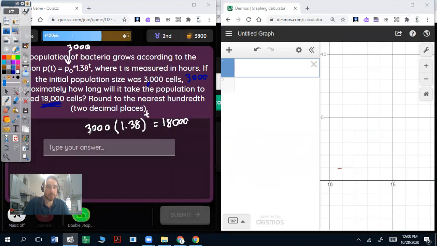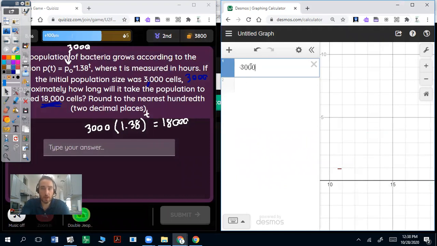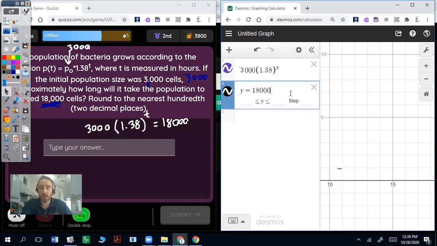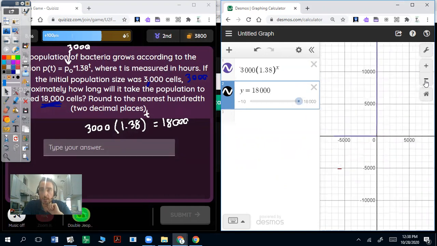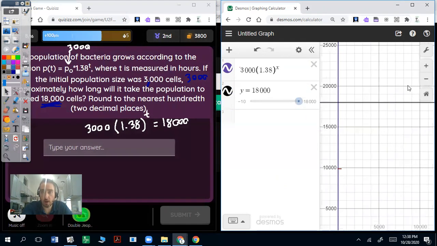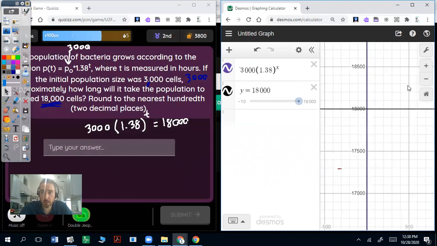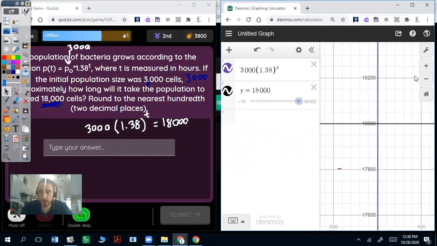All right, let's divide. Actually, I'm going to use a graph. You can use logs or a graph. So let's use a graph. Do something, change it up a little bit. So 3,000 parentheses 1.38 raised to the t power. I'll just call it x because you can't put t in Desmos. And then you say y equals a whopping 18,000. Now, you know you can't see 18,000, so you got to move it. So let's zoom out. Click that a lot because 18,000 is way up there. Now, I'm going to zoom that in. I want to see where they cross. So let's see.